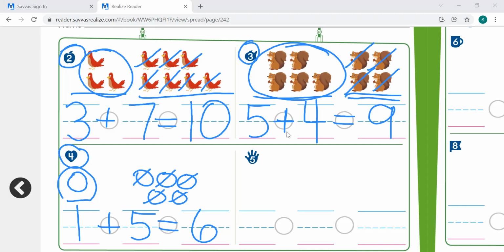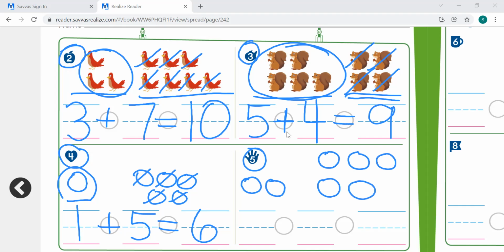All right, let's look at our next problem here, number 5. 2 turtles, 1, 2, swim in the water. 6 more turtles join them. 1, 2, 3, 4, 5, 6. How many turtles are swimming in all?